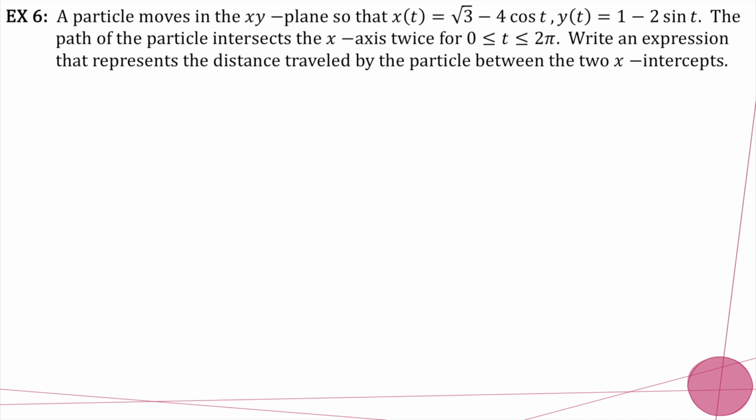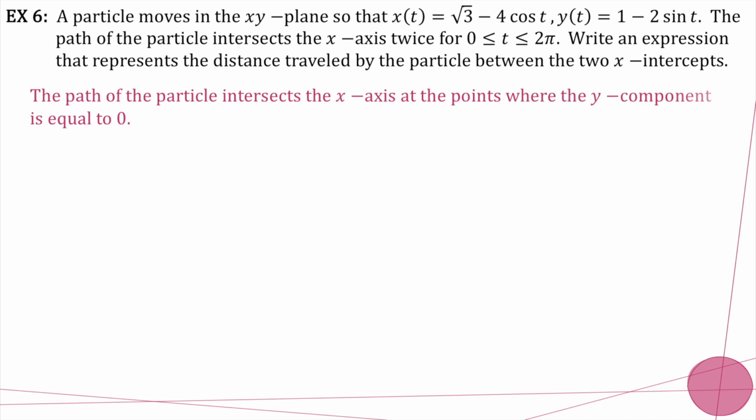Example 6. A particle moves in the xy plane. We have an x component of root 3 minus 4 cosine t, and a y component of 1 minus 2 sine t. Now the path of the particle intersects the x-axis twice between 0 and 2 pi. And we want to write an expression that represents the distance traveled by the particle between the two x-intercepts.